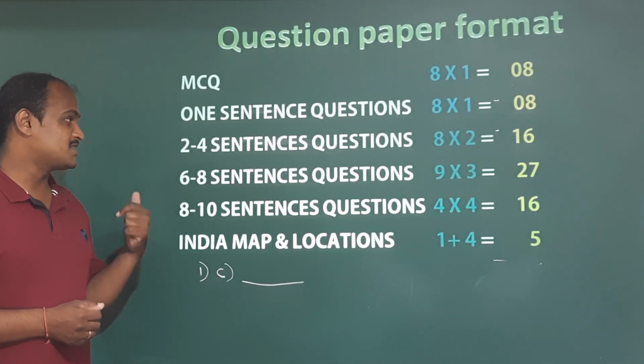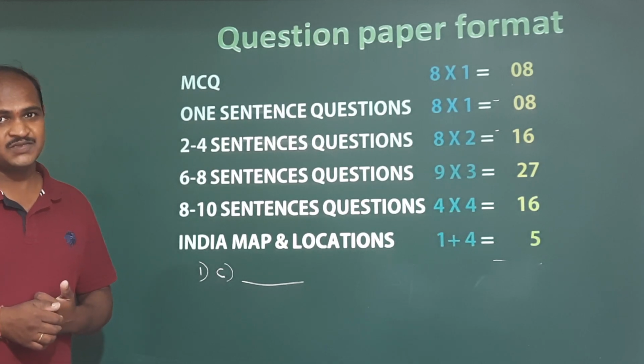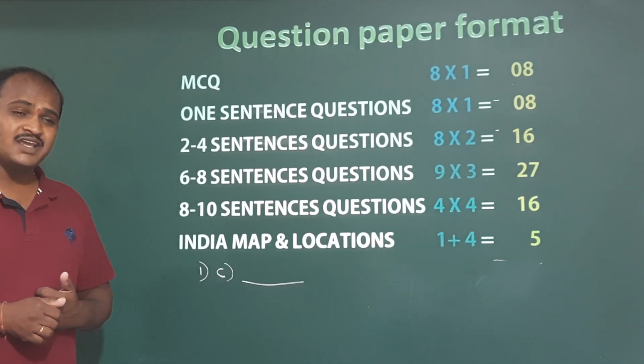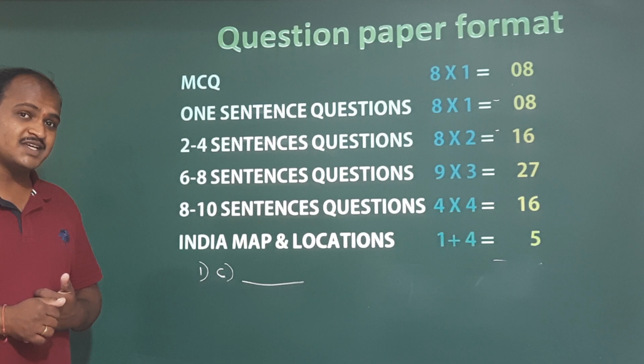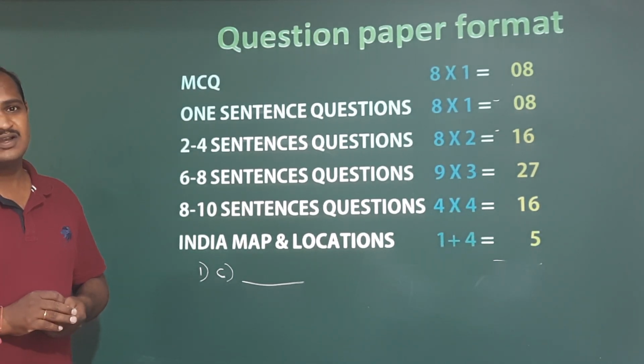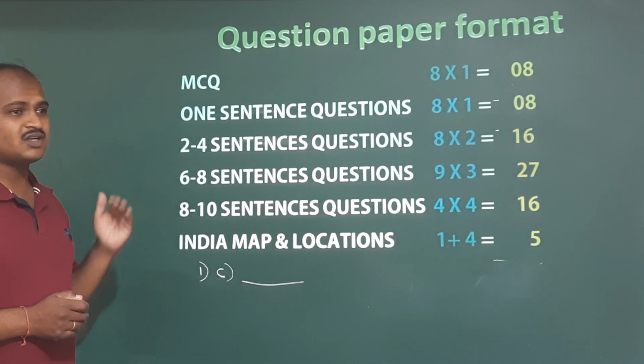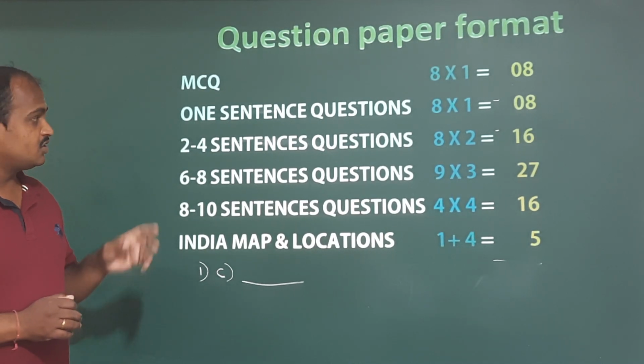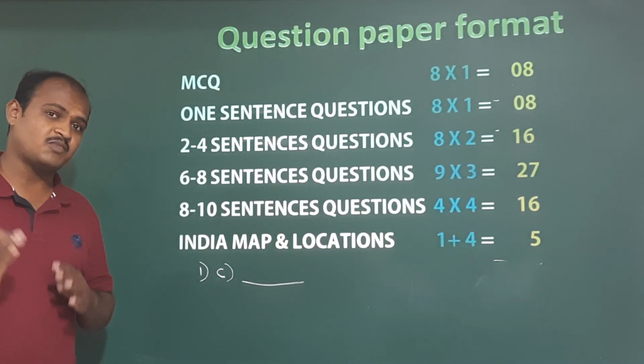Another type is 2 to 4 sentences questions. Here 8 questions will be asked, and each question gets 2 marks, so there are 16 marks. This is what we call short answer questions, and here you should write in minimum 4 points.